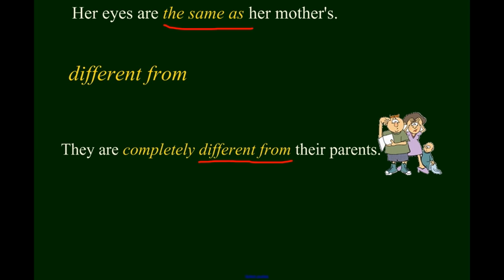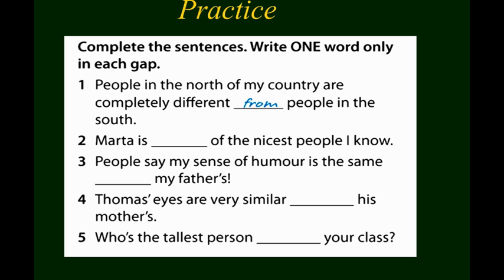Now let's have some practice. And here we have the activity where you have to complete the sentence by writing one word only in each gap. And the first sentence is, people in the north of my country are completely different from people in the south. So we can see different, and we know that with different we usually have from. Number 2, Martha is one of the nicest people I know. So we remember the expression with of and the superlative degree, the nicest. So, it is one.